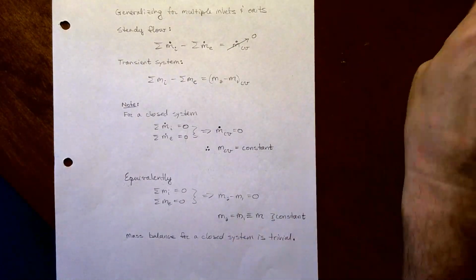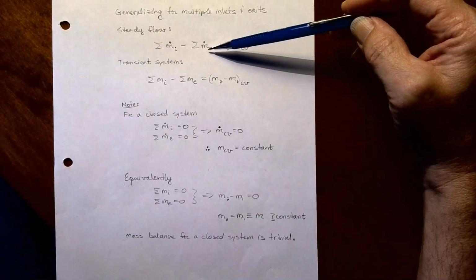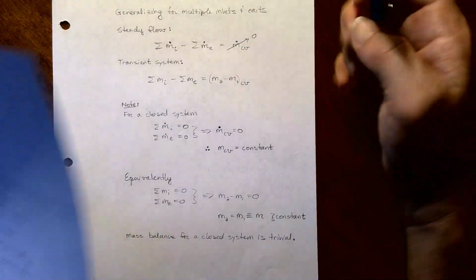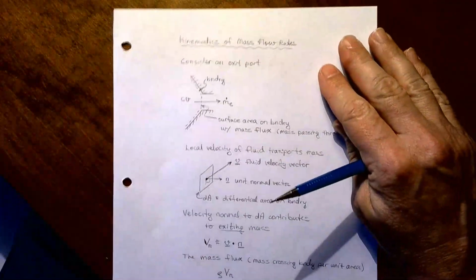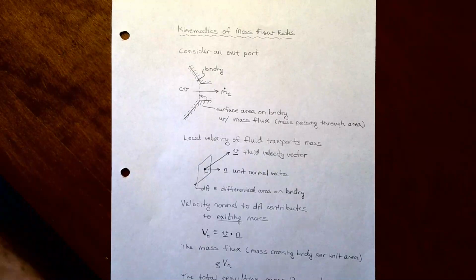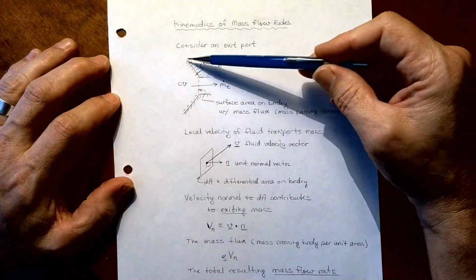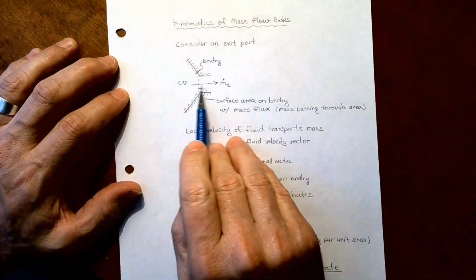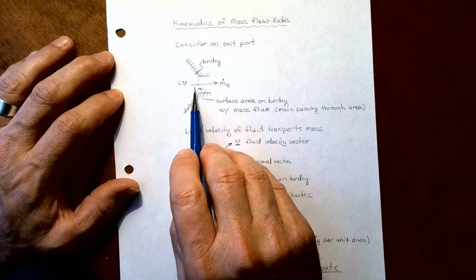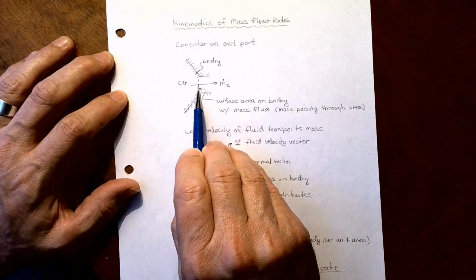Okay, so let's talk about how to evaluate m dot at a location. I'm going to use the term port, an exit port or an inlet port. So we're going to talk about the kinematics now at an inlet or an exit port. So I have it written here as an exit port. This is our control volume, and here is a pipe that's carrying mass away. There's some mass flow rate, the rate at which mass passes through or crosses the boundary right at this location.